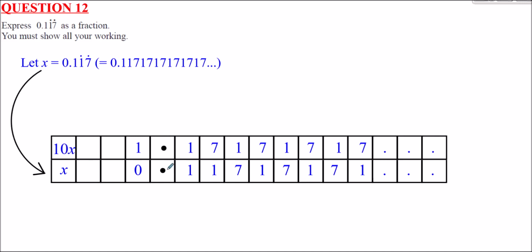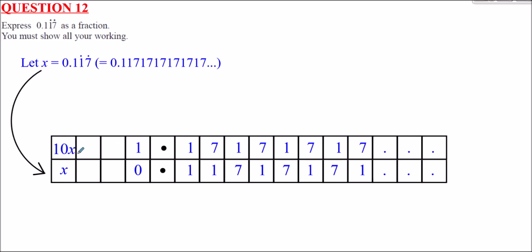I'm stacking these above and I'm making sure the decimals line up. This is absolutely crucial. So do these digits line up? 7's different to 1, 1's different to 7. So these aren't lining up at all. If that's the case, you just go again. So I take this 10x for 1.1717 and times that by 10.